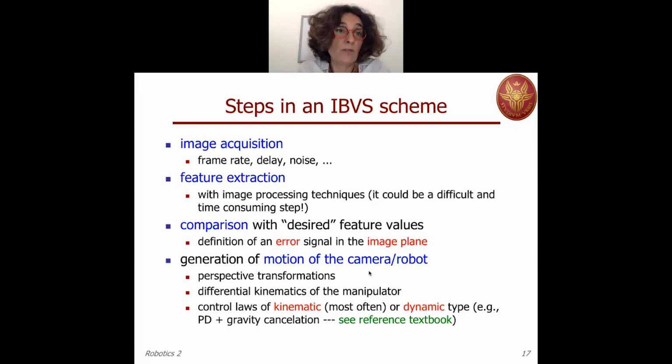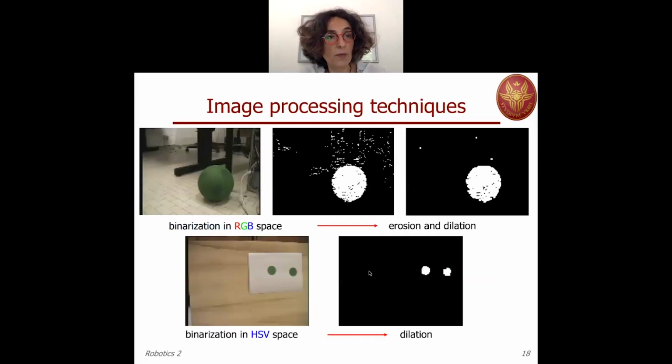And in doing this, of course, we need to map information from one space to the other. We will use perspective transformations, the model of the manipulator, the kinematic model, and then the control law, which in general can be of kinematic or dynamic type. Today we will see mainly kinematic control laws.